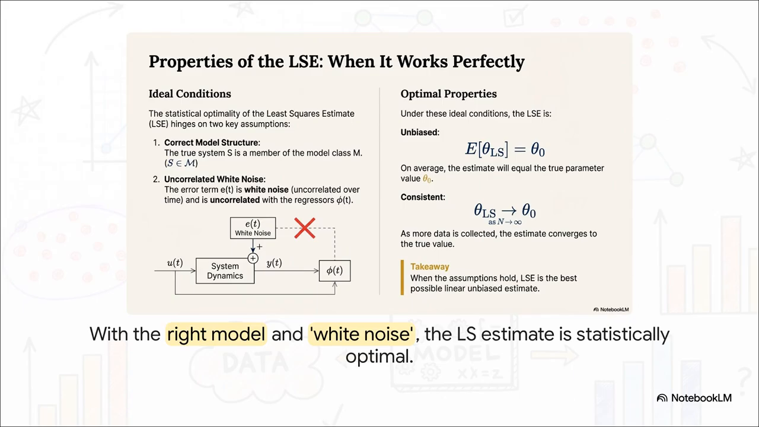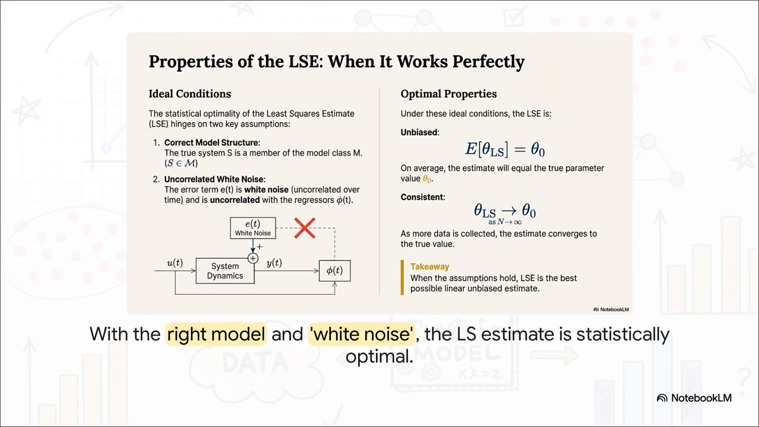Well, it needs two ideal conditions. First, you have to have picked the right kind of model. And second, the noise affecting your data has to be white noise. Just think of it like pure, unpredictable TV static. It's totally random with no patterns and no memory. If you've got those two things, then the least squares estimate is as good as it gets.